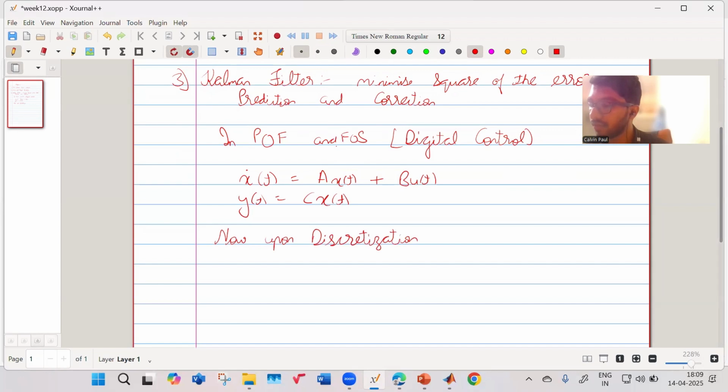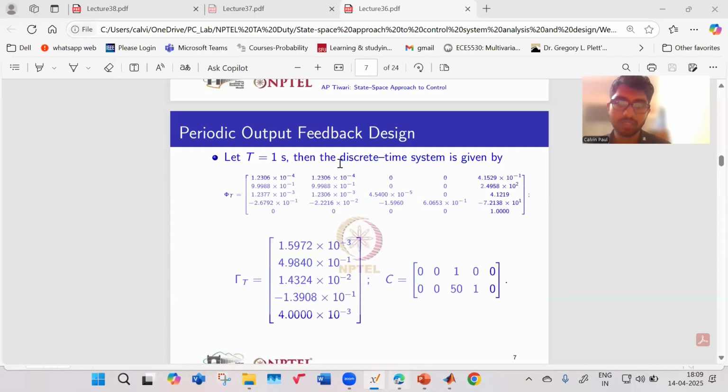Then we get x of n plus 1 is equal to phi t x of n plus gamma t u of n. Sorry, it is phi t plus gamma t u of n. And y of n is C into x of n. So this is similarly shown over here.